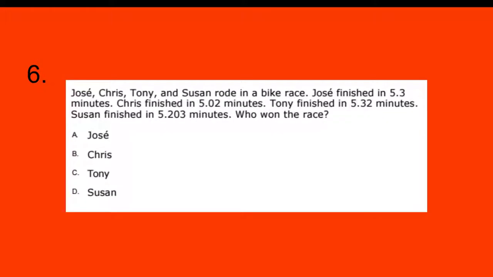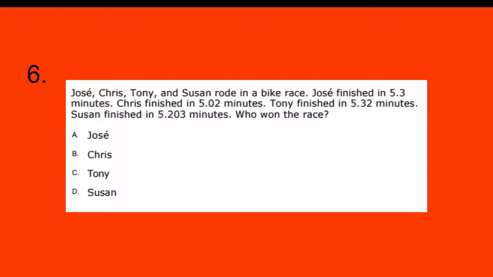Number 6 is going to be the next question that we talk about. Number 6 says, Jose, Chris, Tony, and Susan rode in a bike race. Jose finished in 5 3/10 minutes. Chris finished in 5 2/100 minutes. Tony finished in 5 32/100 minutes. Susan finished in 5 203/1,000 minutes. Who won the race?